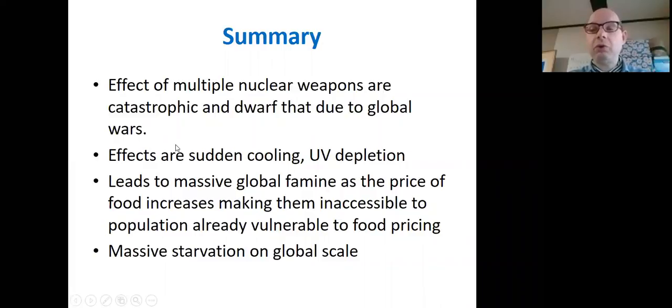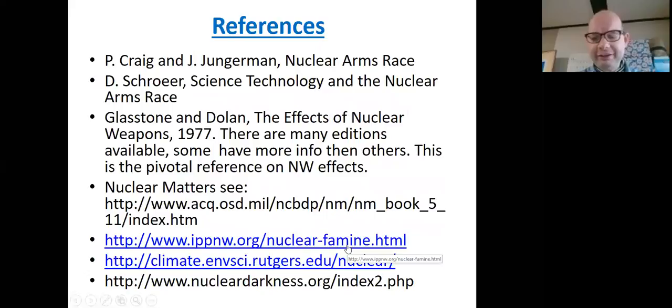So when we talk about nuclear weapon effects, we also have to consider the environmental effects. Just to summarize, the effects of multiple nuclear weapons are catastrophic and dwarf those due to global wars. The effects are sudden cooling and UV depletion. This leads to massive global famine as the price of food increases, making it inaccessible to populations already vulnerable to food pricing, and mass starvation on a global scale. So that's not a very nice way to end, but when we talk about nuclear weapons, there's nothing really positive to say about them. So that's where I wanted to end.